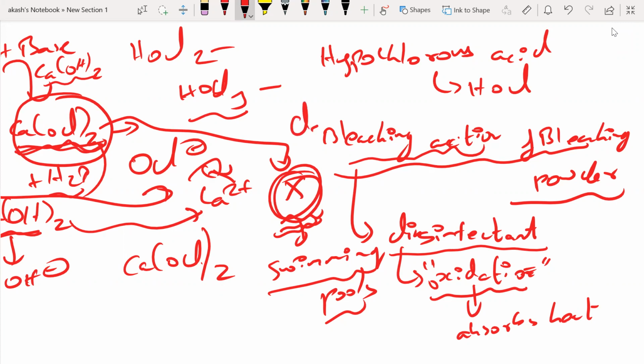This X is nothing but chlorine gas, or chlorine in some form, not necessarily gas. So what you understand is, as I told you, the bleaching action of bleaching powder is not because of the bleaching powder itself. From bleaching powder, this chlorine gas is going to get evolved. And that is the disinfectant. That is the one responsible for all the cleaning actions.